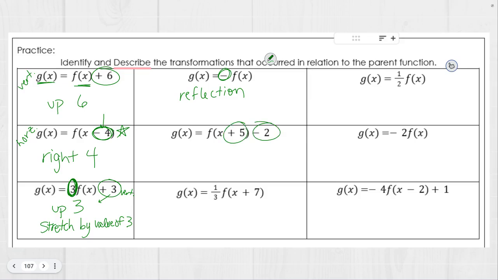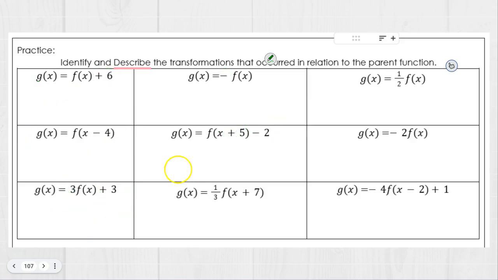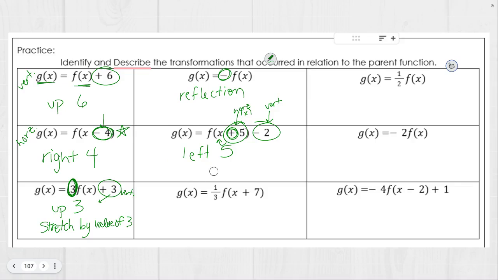Here we've got two things. I've got an inside number and an outside number. This is a horizontal because it's with the x. Horizontal is the x. Fun fact for you. And then a -2, that's the vertical. So we're going to go left 5, that's opposite of this. And we're going to go right. Oh, I'm just kidding. I'm moving too fast. Down 2.